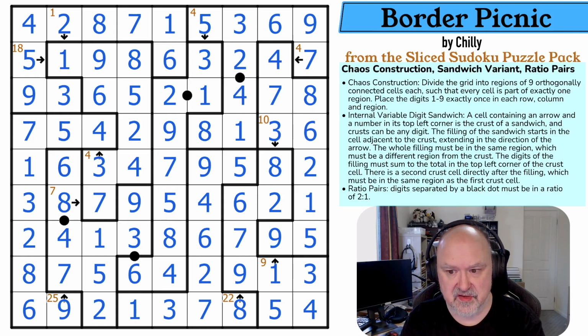There is another chaos construction coming, which is supposed to be harder than that, and I am terrified of it. It is possible it may not make it into the pack. There's been some discussions about what puzzles should and shouldn't be included. We'll see how it all goes. But this one, a lot of fun.